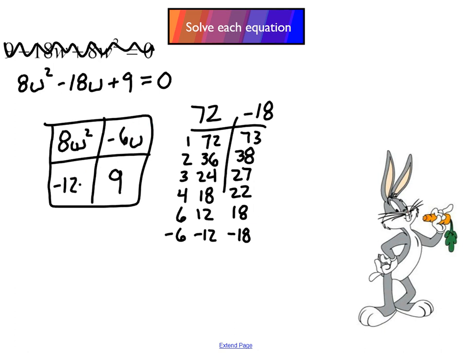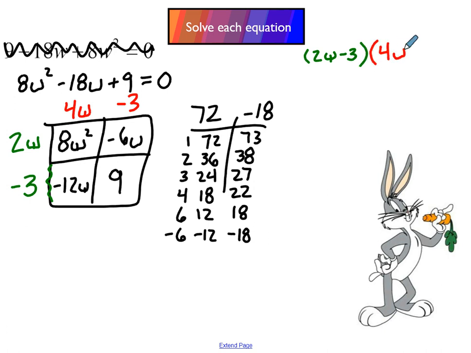Okay, go ahead, do my GCFs here. 2w is my GCF of my top row. And then this is touching a negative, so it's going to be -3. Up top, I'm going to have 4w, and then -3 over here. So I'm going to say 2w minus 3, 4w minus 3. That whole thing equals 0.